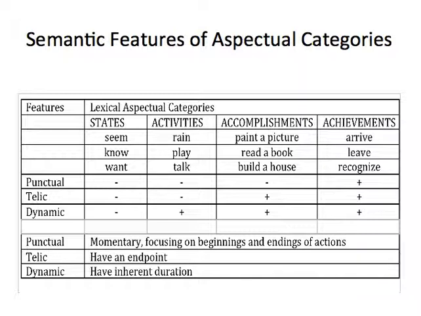I painted a picture, I read a book, I built a house. And achievements tend to be something which is kind of instantaneous, or they don't really have duration. So arrive, leave, recognize. We can begin to distinguish them according to particular features, and I've just mentioned some of those features. So the feature that distinguishes achievements, arrive, leave, recognize, is the notion of being punctual. And punctual means momentary, focusing on beginnings and endings of actions.